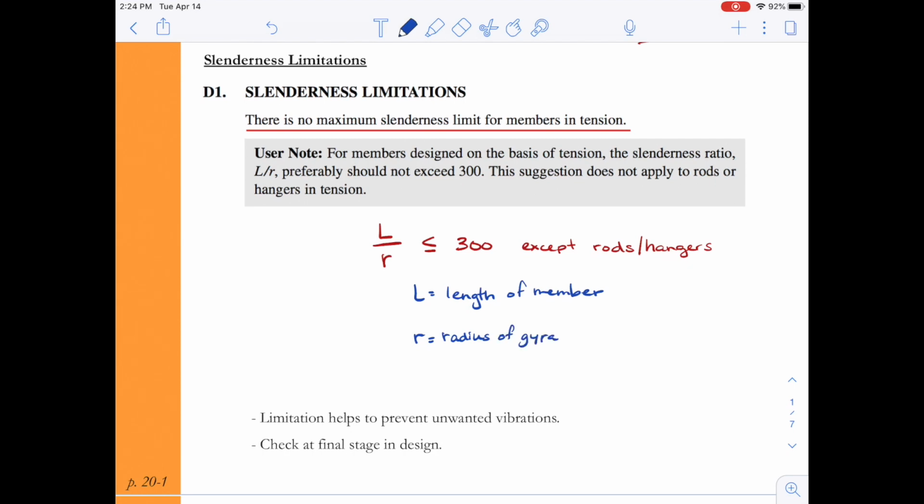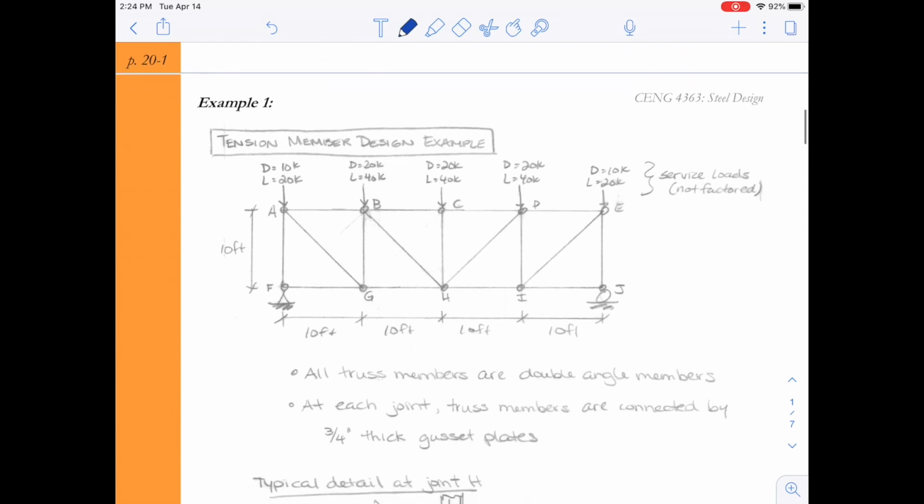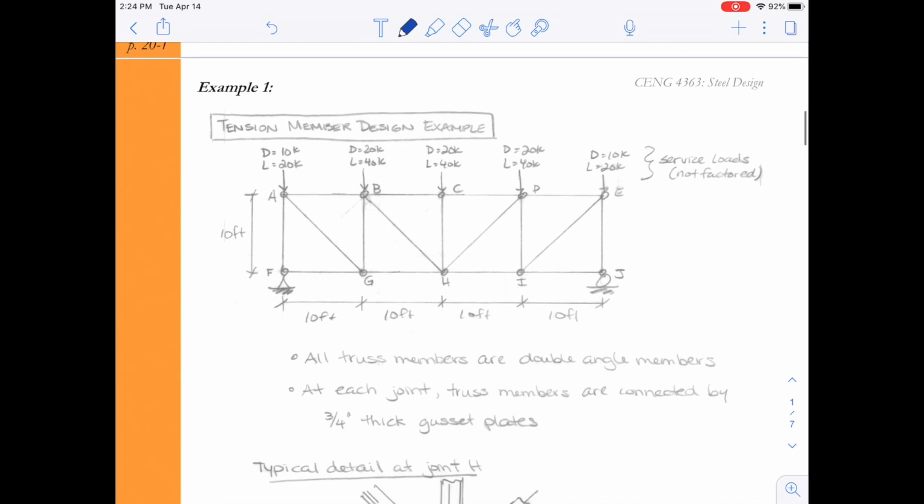Remember, we used L over R, the slenderness, when we look at compression members as well. The radius of gyration here is the square root of the moment of inertia over the area. Here we'll use the lower moment of inertia if you're having to calculate R. Most of the times you can pull it out of the manual. We're going to check our member to see if it meets this slenderness limitation. It's not a requirement. It's a user note, so it's not like it's required, but it's just general good design if we can follow that.